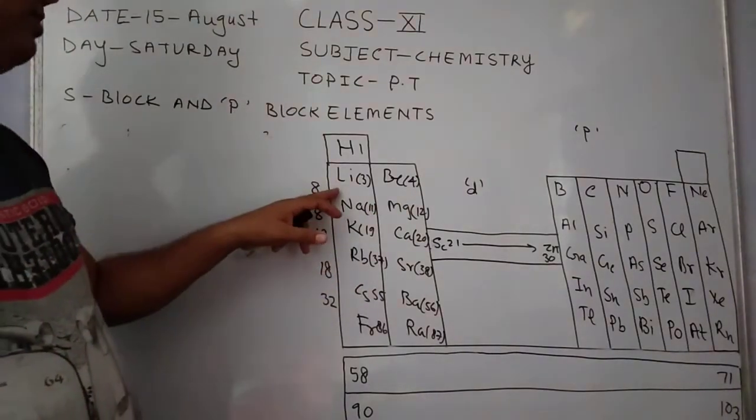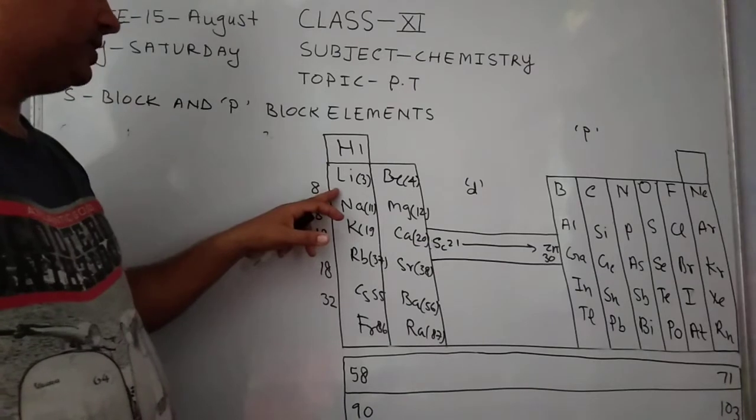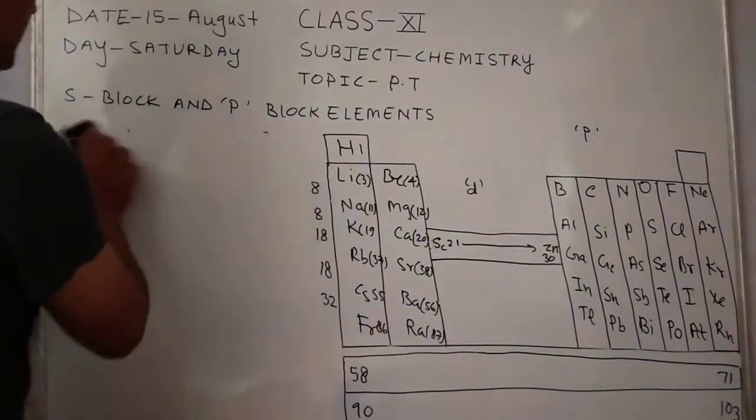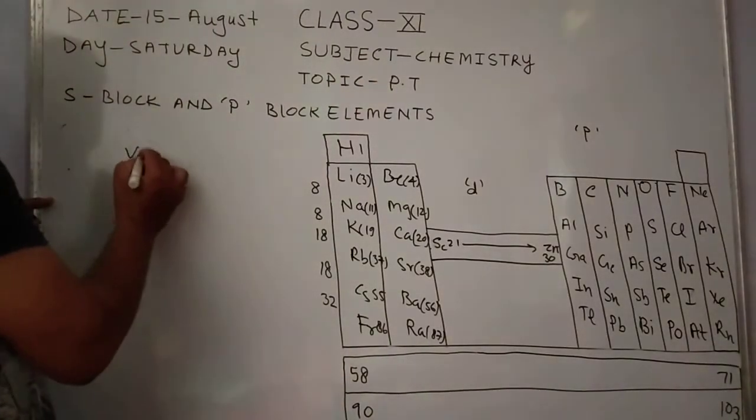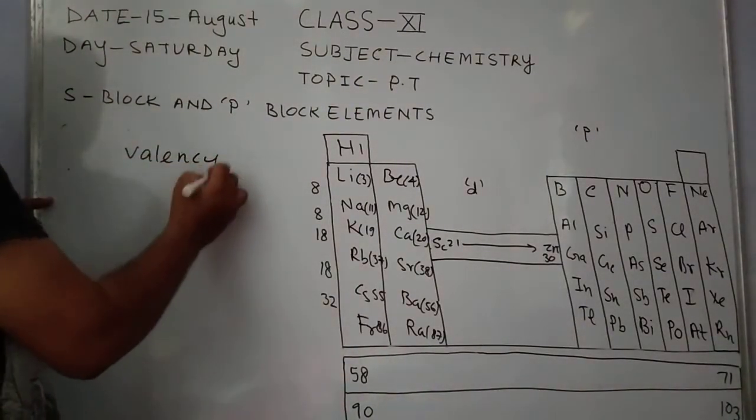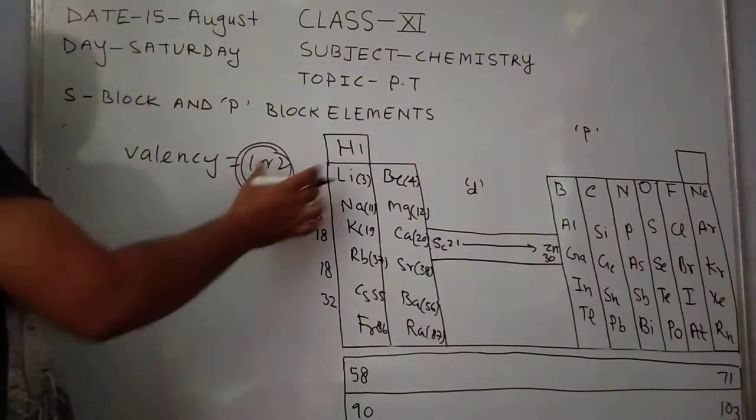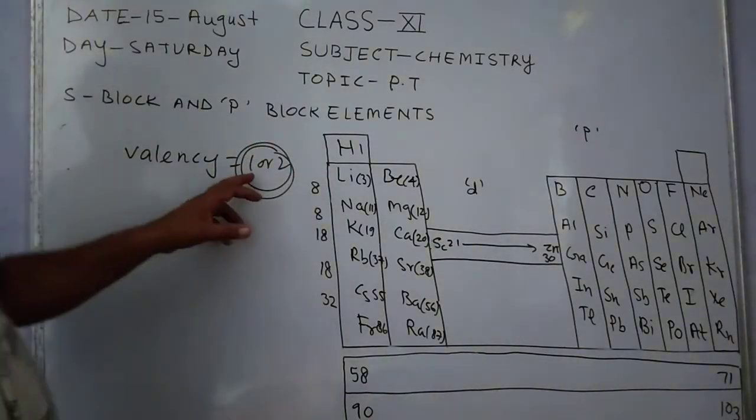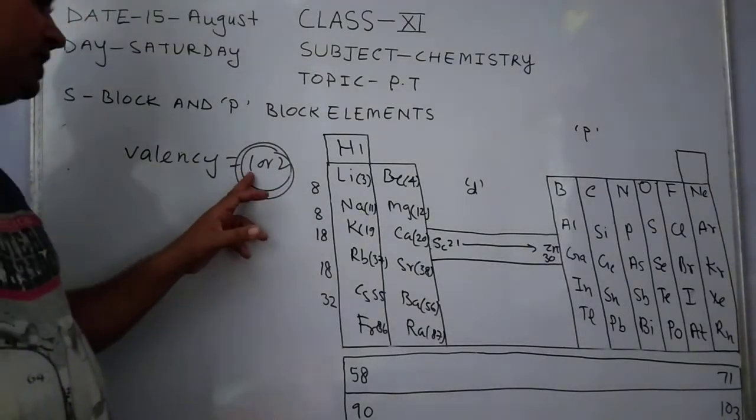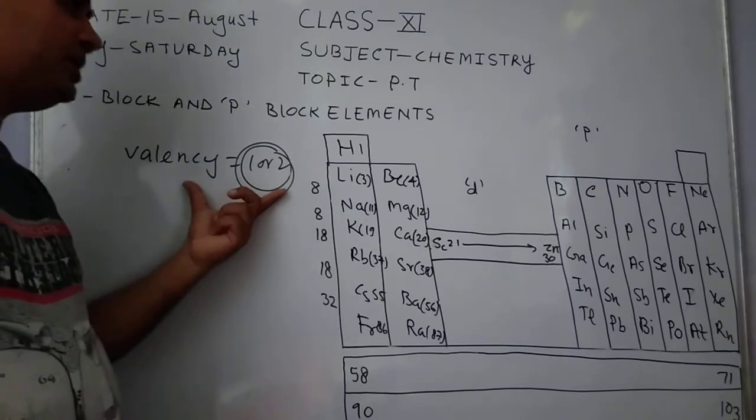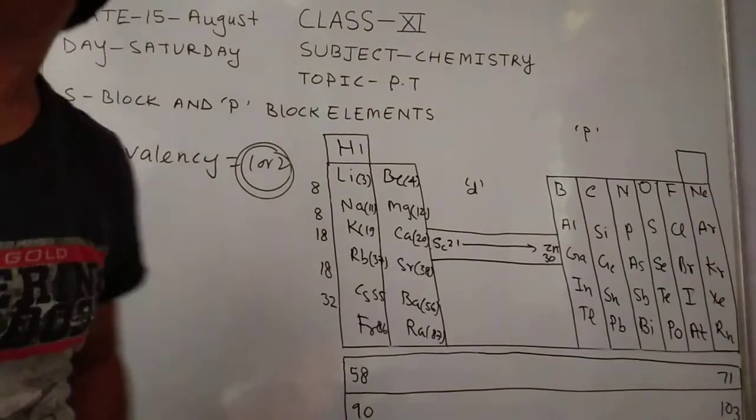First group elements are the most reactive metals, because their valency is 1 or 2. They are most reactive because the valence shell contains 1 or 2 electrons, so it is very easy to donate 1 or 2 electrons to complete the octet. So they are more reactive elements.